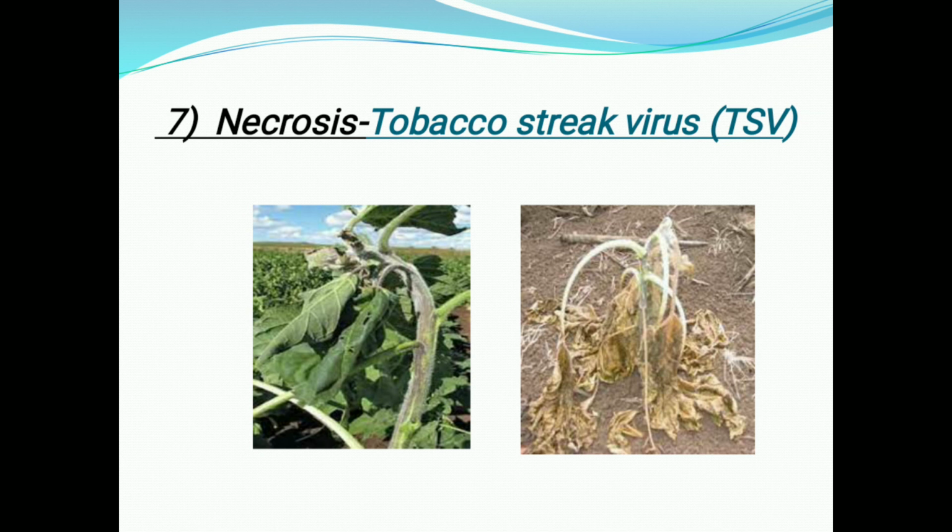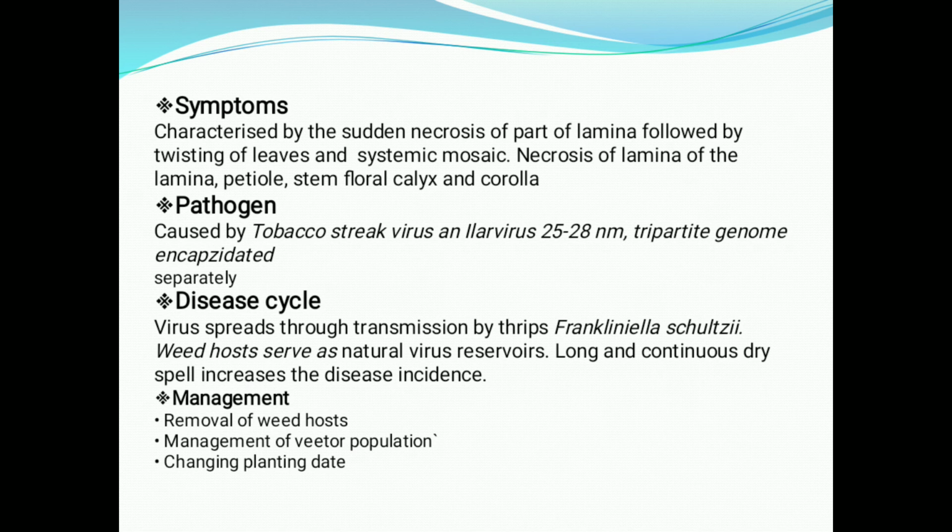The seventh disease is necrosis, which is caused by tobacco streak virus, that is TSV. Symptoms are characterized by sudden necrosis of part of the lamina followed by twisting of the leaves, systemic mosaic, and necrosis of the lamina, petiole, stem, floral calyx, and corolla.